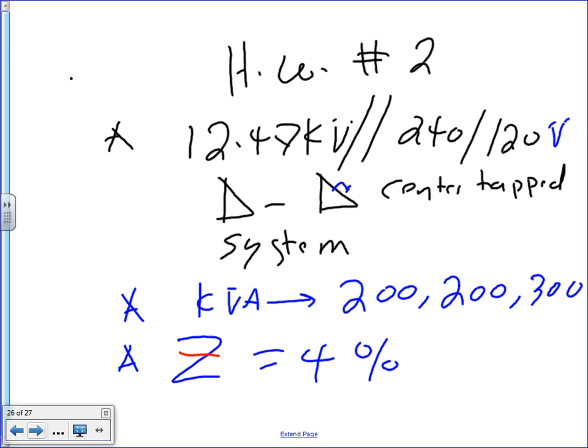Which one? 12,470? Oh yeah, very common. Yep, 12,470 is a very common voltage. There's 13.8, 12,470. Yep, very common. 12,470, 2400, 13.8, 13.2. These are very common primary voltages.